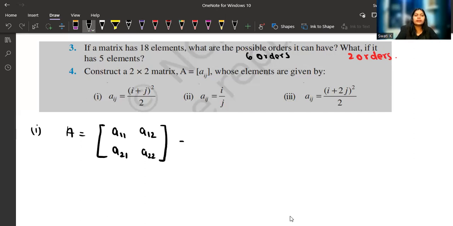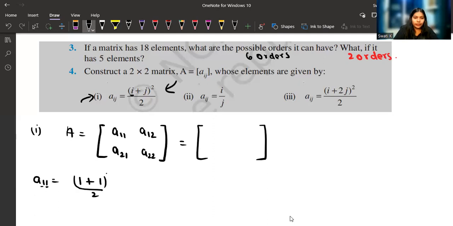Now we have something given. In question number 1, we have given that Aij, where I is the ith row and J is the jth column, is given by this formula. So we just need to find out A11, A12, A21, A22. That is it. So I'm going to find out each one of them. So A11, right? Aij is this formula. That means I is 1 and J is also 1. So at the place of I, it is 1, plus at the place of J, it is again 1. So 1 plus 1 upon 2, and then we have a square here. So what is the answer? 1 plus 1 is 2. 2 squared is 4. 4 divided by 2 is 2. So we got the entry.